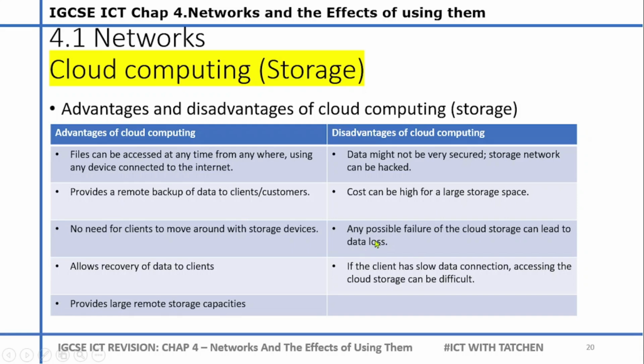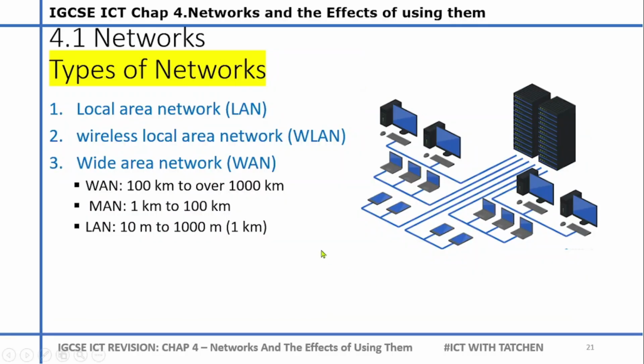Imagine the network or the company you're doing your cloud storage with has a technical problem and a shutdown, you won't be able to access your data. Now, if the client has a slow data connection, accessing the cloud storage can be difficult. This is also a major issue. When you store things in the cloud, very often your internet really needs to be good for you to access what you have in that cloud.